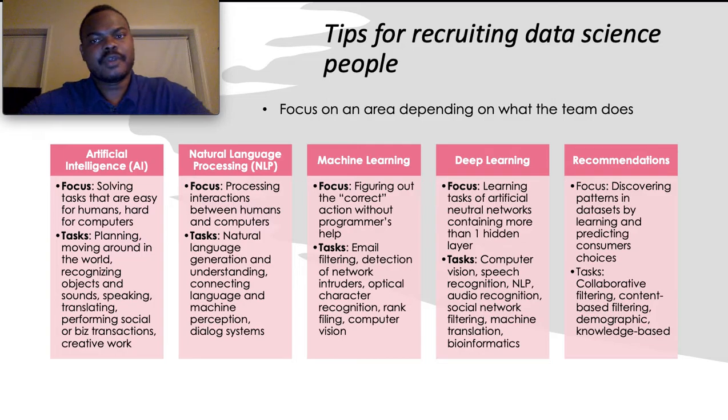So another tip for recruiting data scientists is to know what area of the data science field you're trying to recruit from. Right. So we have artificial intelligence, whereby it focuses around the tasks that humans and computers can do. It figures out ways of performing social and transactional creative work. So you need to realize, okay, am I hiring for an artificial intelligence data science team? And you go out to do that.